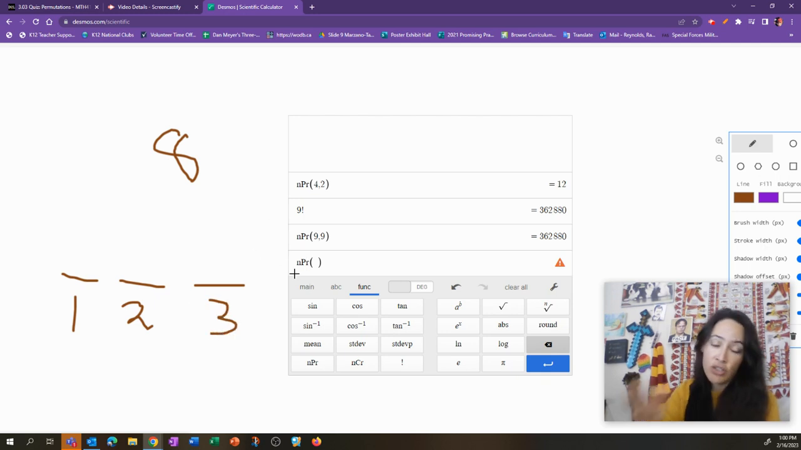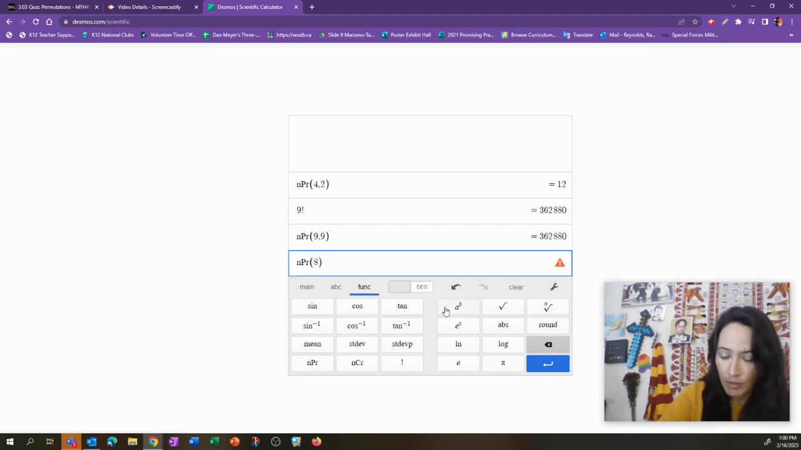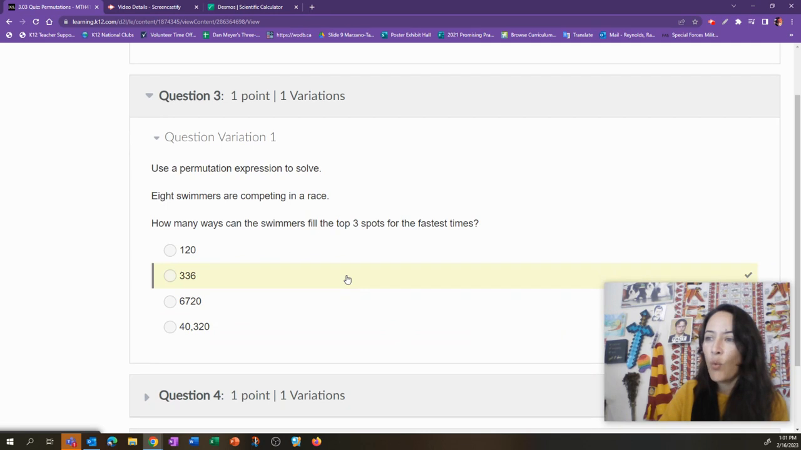Well, n is always the total you have to choose from, and then r is always how many of them you are choosing. And then the permutation tells you how many options there are, right? So if you have 8 swimmers and you want to choose 3 for the top spots, n is 8, choosing r to be 3. You can use your calculator or the factorials, and you'll get 336. Wow. Pretty cool. It's a lot of different ways that they could compete and win.